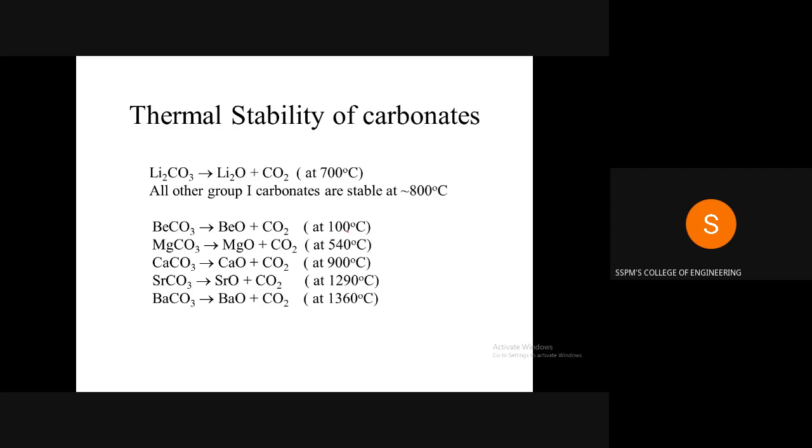How can you define thermal stability? The lower the temperature, the higher the stability. So when they ask which of the following is the more stable carbonate: the lower the temperature, the higher the stability, and the higher the temperature, the lesser the stability. So BaCO3 is less stable, at 1360 degrees Celsius.